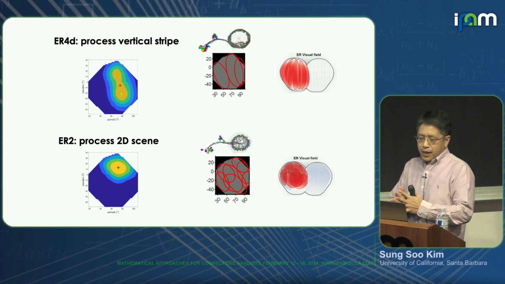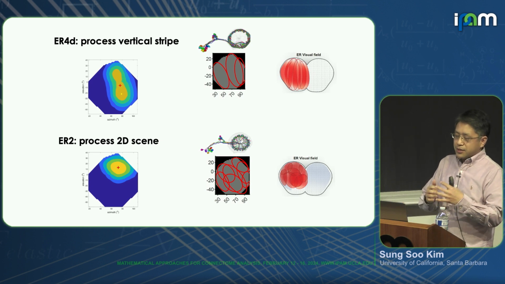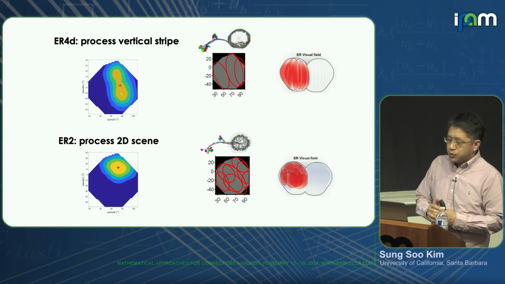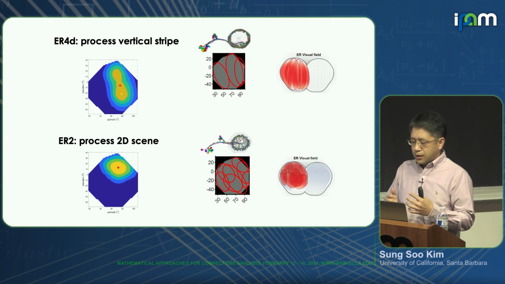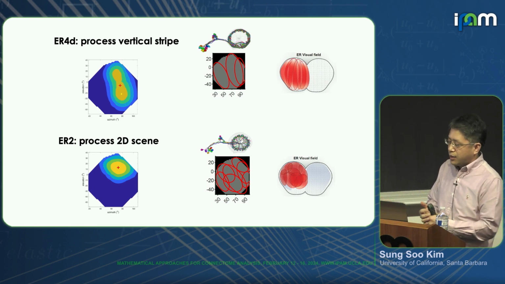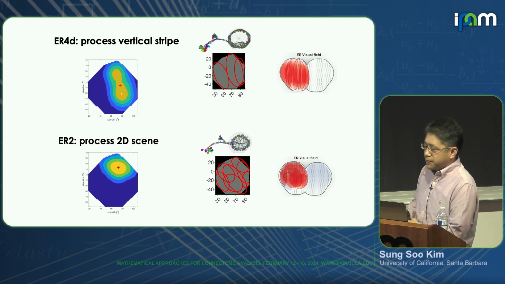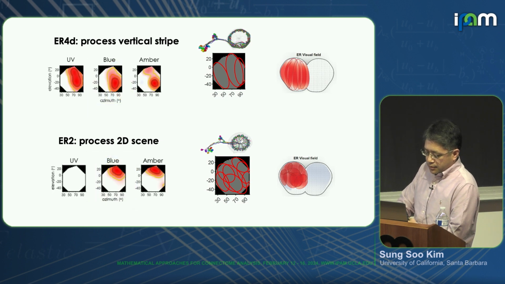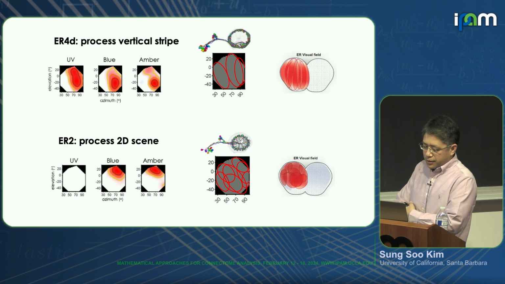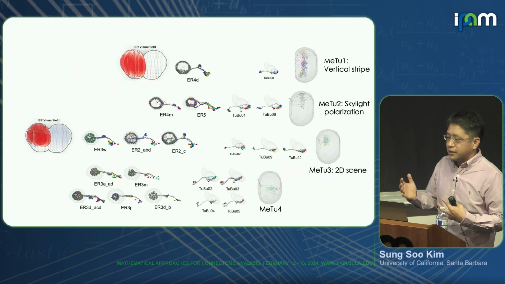So in summary, I've talked about two anatomically distinct visual pathways. The ER4D pathway processes the vertical stripes of all colors, whereas the ER2 pathway processes the two-dimensional arrangement of a scene in blue and amber. So we can change the plot like this. So we have UV inhibitory property here. But this is not the entire story.